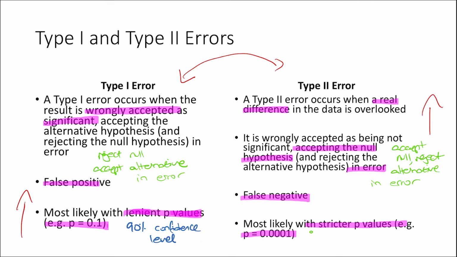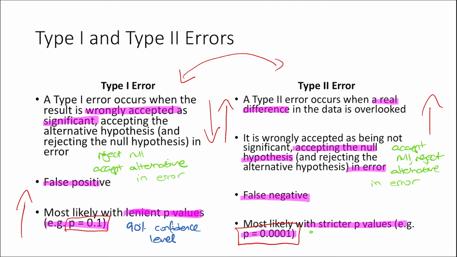And if you think about this, actually, the chance of committing each of these two types of errors is inversely proportional. So if we decrease the risk of making a type 1 error, then we increase the risk of making a type 2 error, and vice versa. If we want to reduce the risk of making a type 1 error, then we make our p-value stricter. If we want to reduce the risk of making a type 2 error, then we make our p-value more lenient. Just as another note, another way that we can reduce the risk of making each of these types of errors is to increase the sample size.